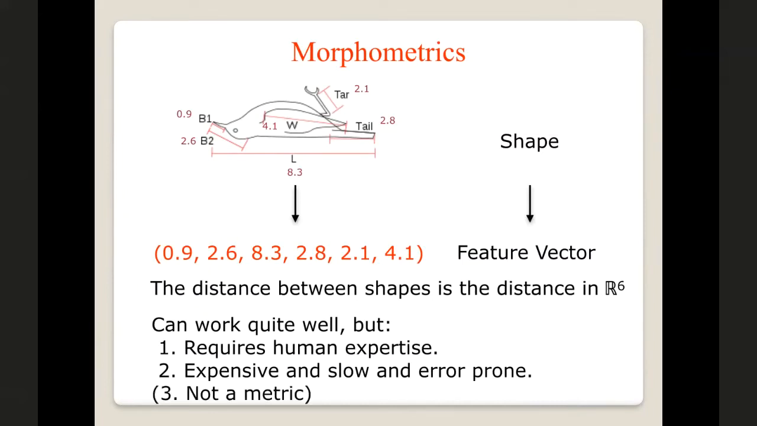And as often happens when metrics are constructed in applied sciences, it's actually not really a metric. You can imagine, why isn't this a metric? Certainly the distance between points in R^6 is a metric, but this fails to be a metric for several reasons. One example you might think of is, supposing two birds gave the same vector. They happen to have the same lengths for these six quantities. That does not mean that the birds have identical shapes. Some other geometric feature might be different that's not caught in these six measurements. So you might have two different shapes whose distance is zero. Whereas one of the properties of a metric is that if two objects have distance zero, then they're the same object.